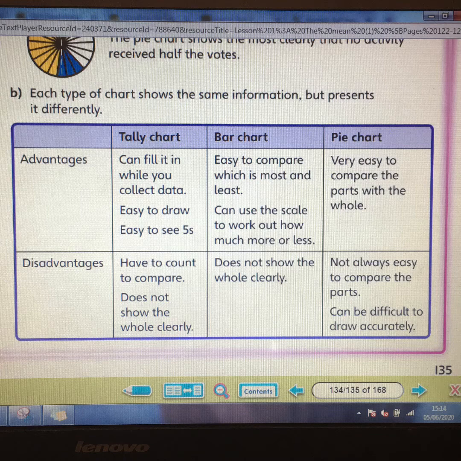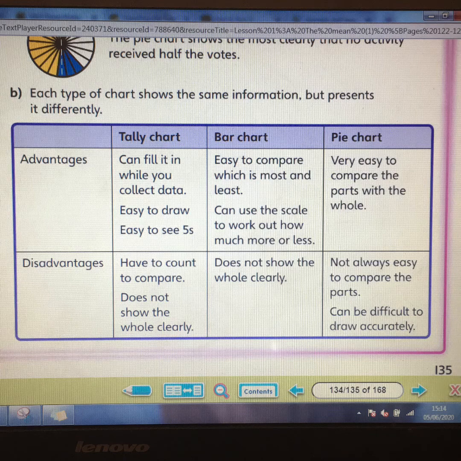So if we look at the tally chart and we want to know whether more than one activity had more than half the votes, it's very hard to see from that because you don't know what the total was, so you can't easily see whether one activity had scored half the marks or not.